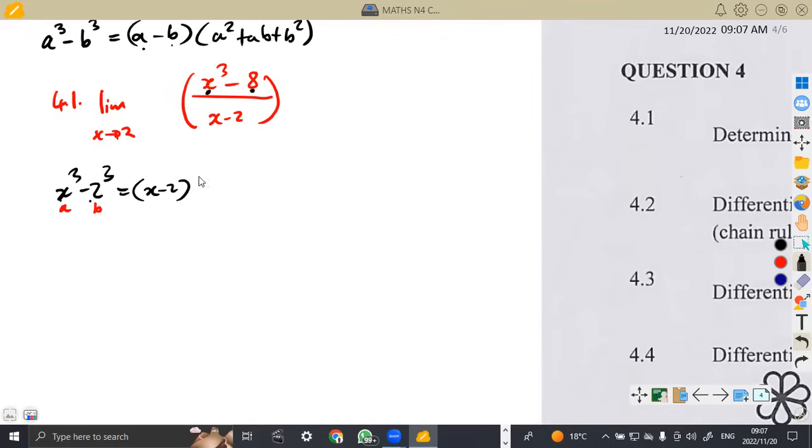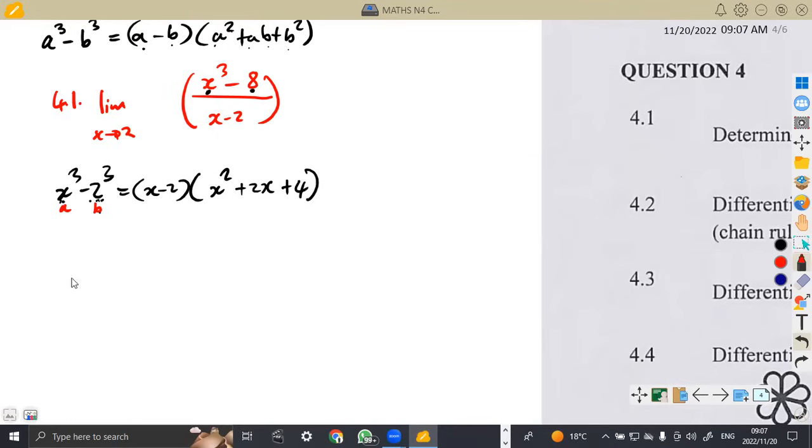So we've got x minus 2 into a squared. This is x, which is our a, so it's x squared plus ab. Ab is x times 2, a and b. So it's x times 2, which is 2x, plus b squared. Your b is 2, so 2 squared is 4. So this is what you're supposed to have after factorizing.